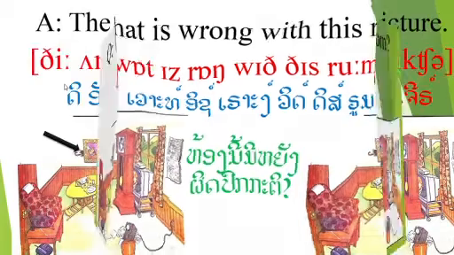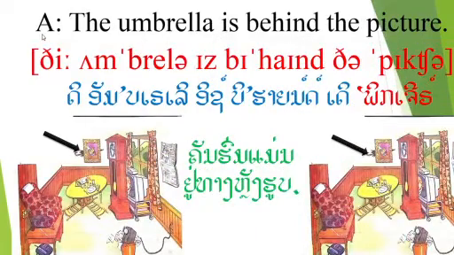Let us see the answer. But first of all, I need you to look at the black arrow pointing to the things. Left and right hand the same. You can see now. What thing does the black arrow point to? The umbrella is behind the picture. The umbrella is behind the picture.